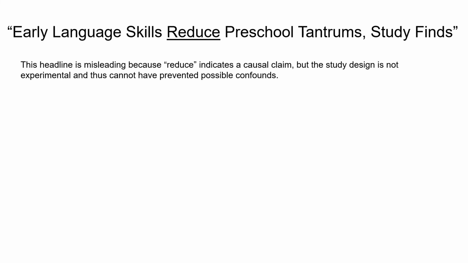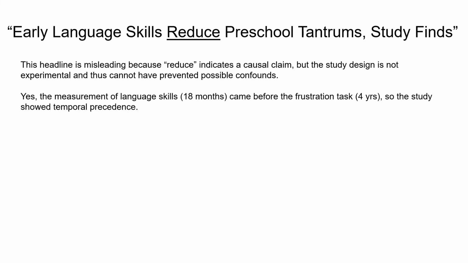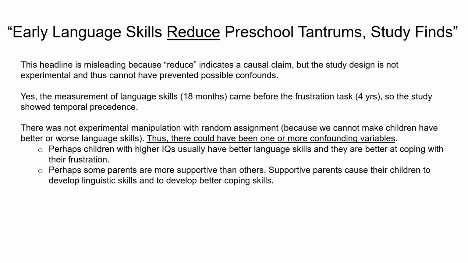So the headline's misleading because "reduce" indicates a causal claim, but the study design is not experimental. Yes, the measurement of language skills came before 4 years old, so there is temporal precedence. However, there was no experimental manipulation, therefore there could have been confounding variables. Therefore, there is no internal validity.